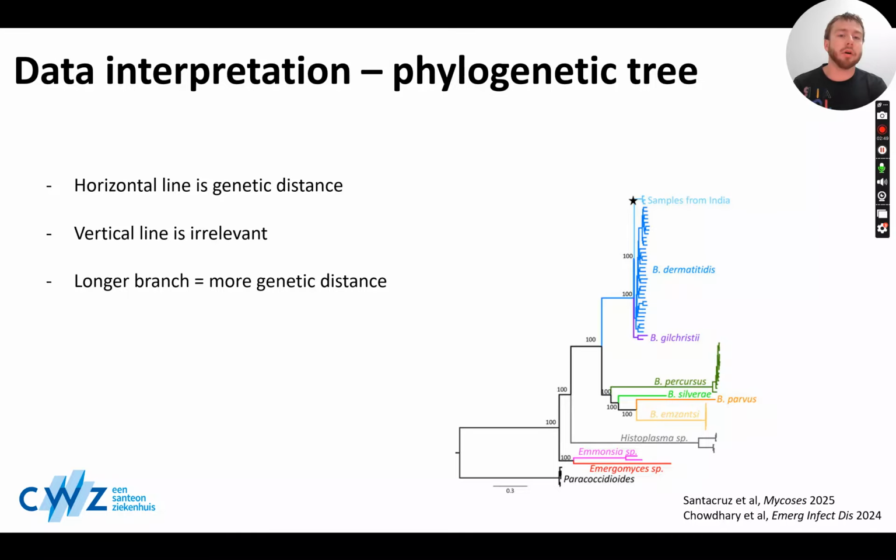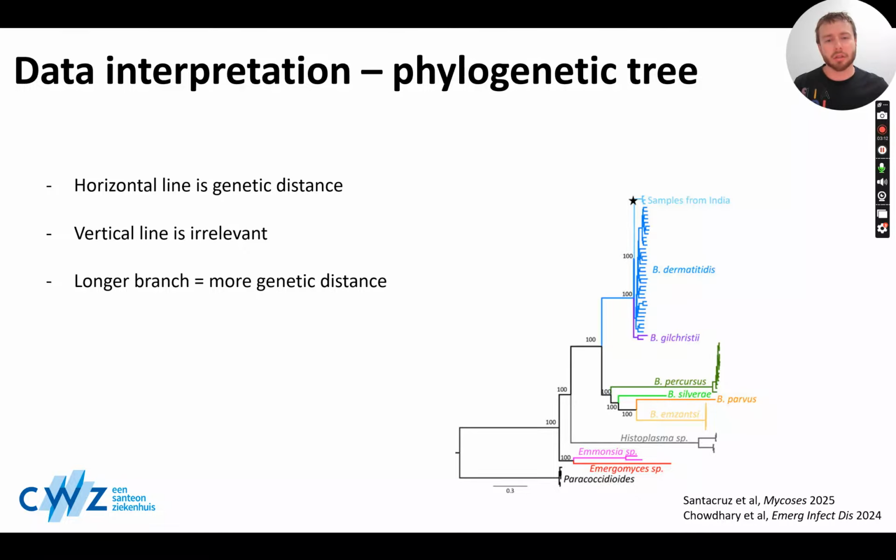Now, another way to visualize our results is the phylogenetic tree that you can see over here. What is the most important is the horizontal line because that indicates genetic distance. The longer the line is, the less related isolates are. And the vertical line is basically irrelevant. It's only for visualization purposes.